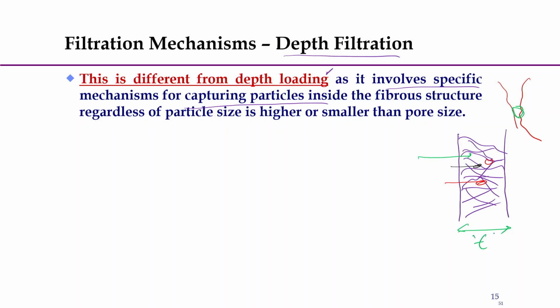But in depth filtration, the particle enters within the structure, this is the thickness of the material. So, the particle is entering into the structure but getting stopped within the thickness. And then the clean air is moving outside. This is the upstream side, this is the downstream side. But these particles are captured with a different mechanism, irrespective of the size.